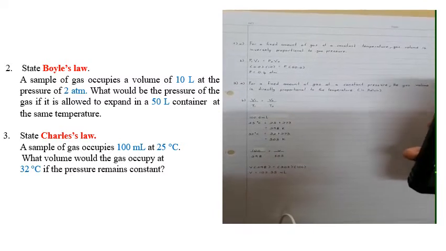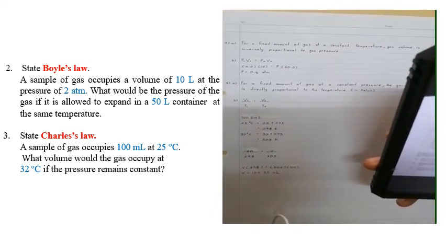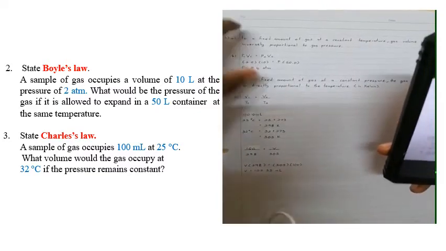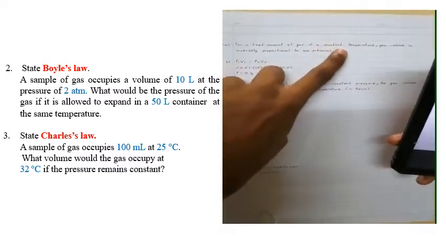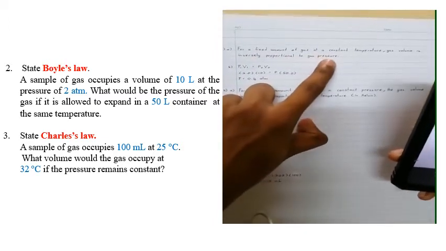Okay, so question 2A: State Boyle's law. The definition of Boyle's law is, for a fixed amount of gas at a constant temperature, gas volume is inversely proportional to gas pressure.